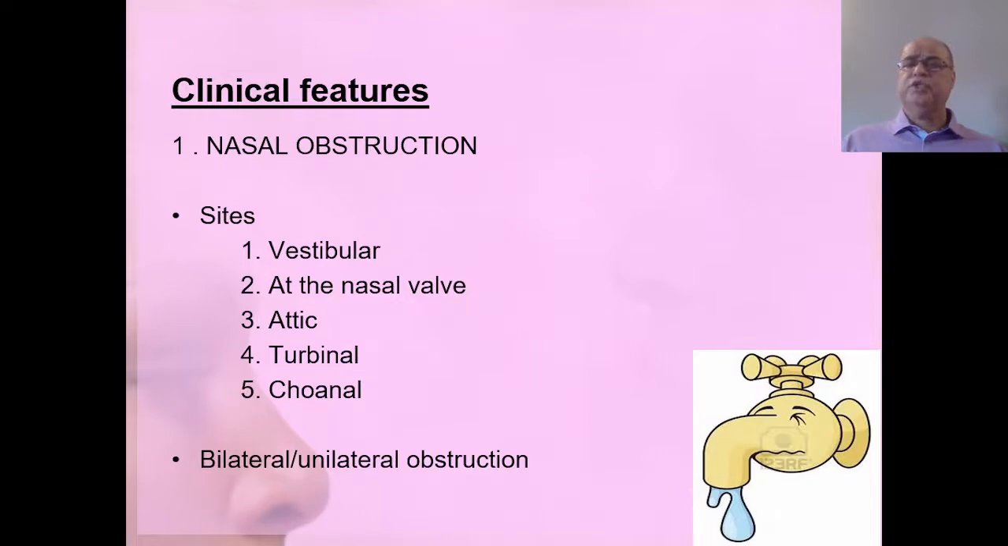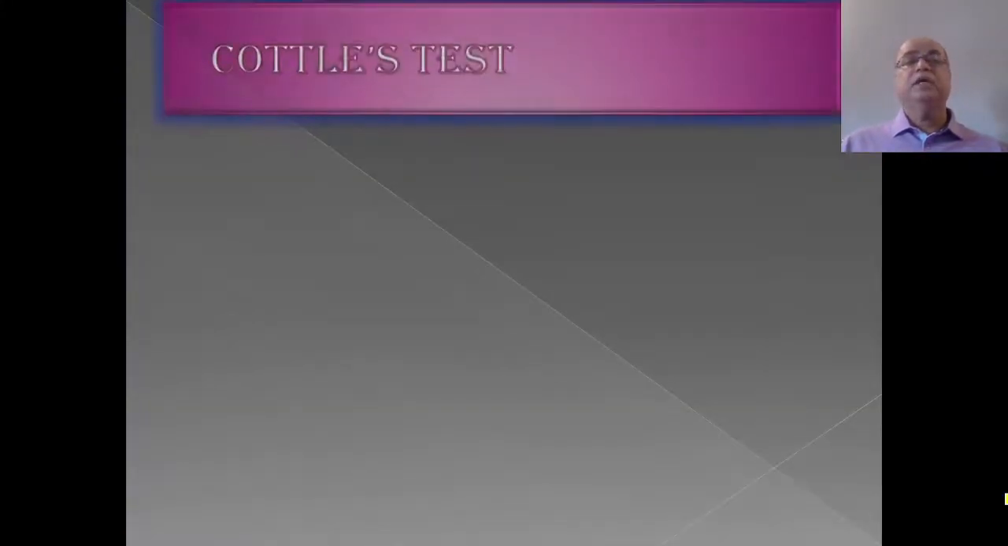So nasal obstruction is the main hallmark of deflected nasal septum. This nasal obstruction can be at the nasal valve or vestibular area, it can be in the attic region, or it can be posteriorly in the turbinal area or in the choana. And obstruction can be bilateral, it can be unilateral.